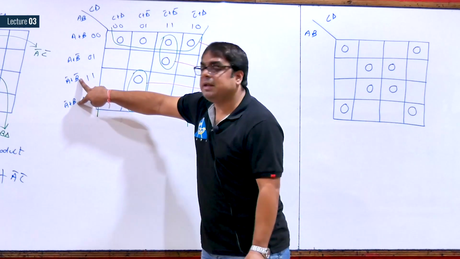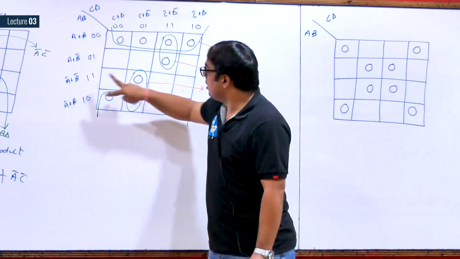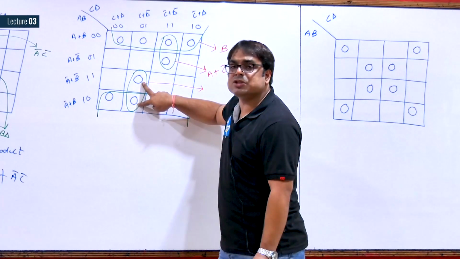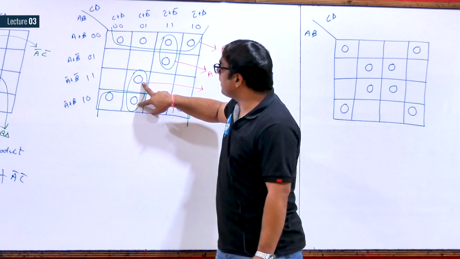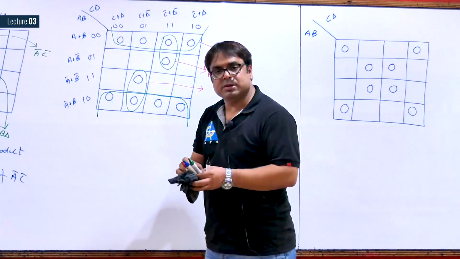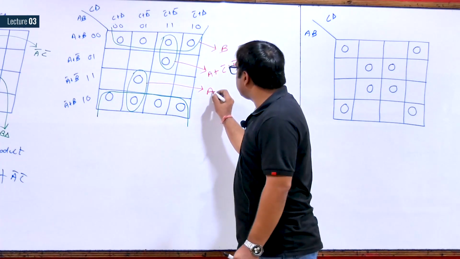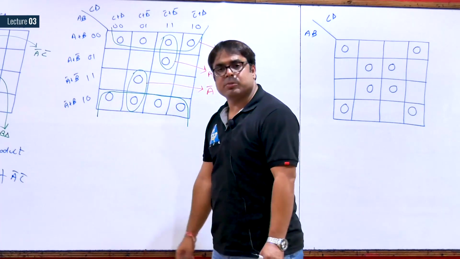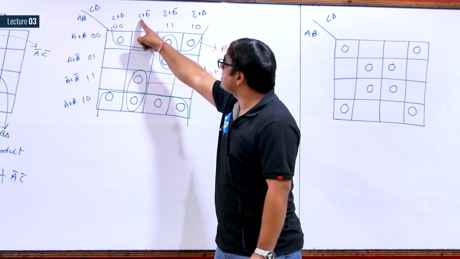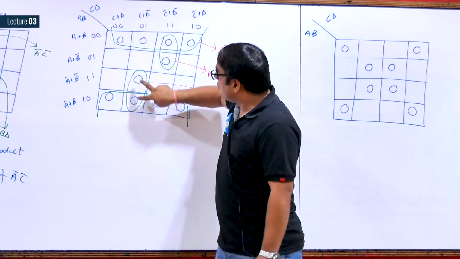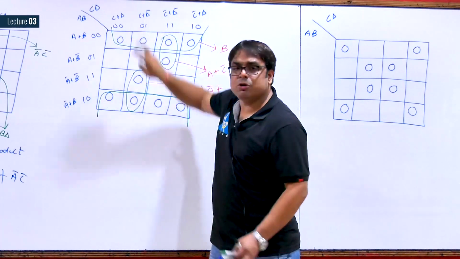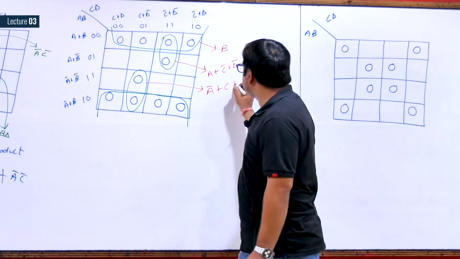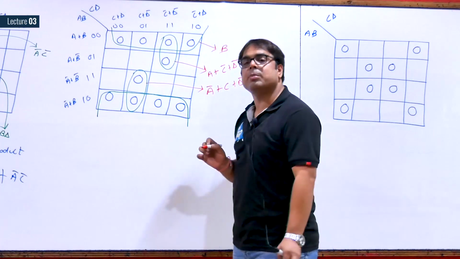B complement and B will get reduced. So what is common in these two max terms? A complement is common from this side. And from this side, C plus D complement is common for this pair.